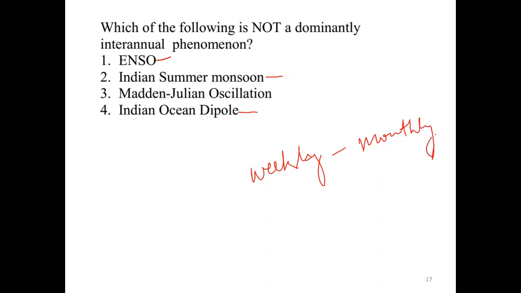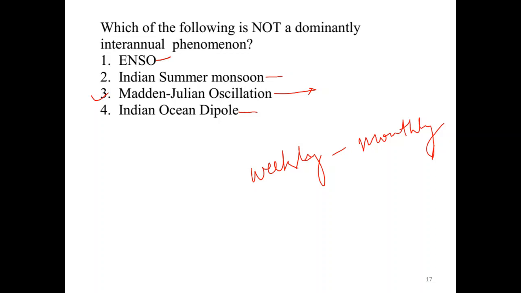Read about the Madden-Julian Oscillation. The correct answer here is the Madden-Julian Oscillation. Read about it and write in the comment section what you understand by Madden-Julian Oscillations. It is a very important phenomenon as it works in the case of ocean-atmosphere linkage.